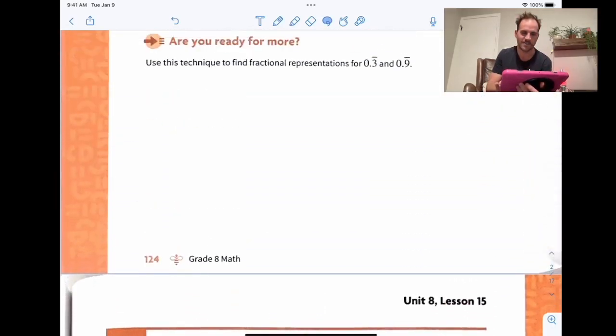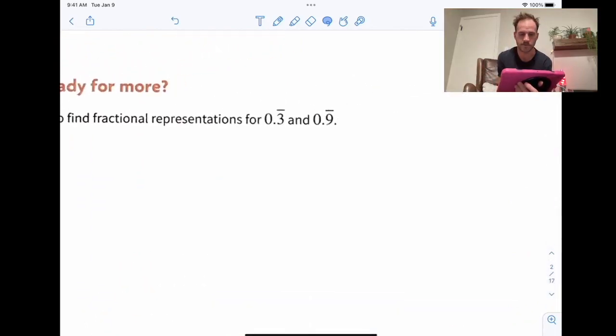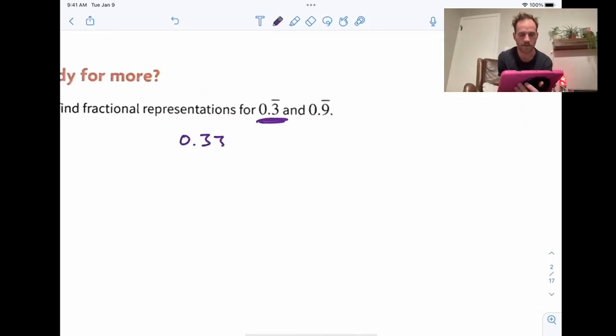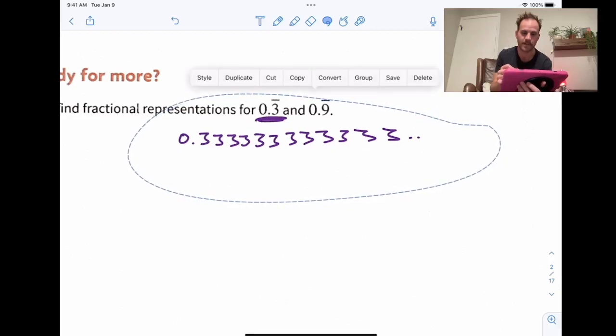But let's start with something simple, something we know, right? So 0.3 repeating, right? That is the same as writing 0.33333333333, and so on and so forth. Okay, forever. All right, and we don't like writing that out so long, so we write them as fractions. So there's a really neat trick to this, okay?